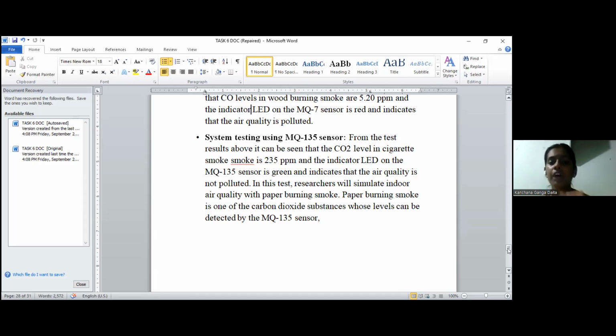So from the above two results, like from the MQ7 and the normal rate testing, we can have an idea that the CO2 level in the cigarette is 235 ppm, because as we have tested, we can have a rough idea that 235 parts per million is the carbon dioxide level in the cigarette smoke. So for that kind of cigarette smoke or any paper burning smoke, we got CO2 released. So that CO2 can be measured by using this MQ135 sensor. As I have already said, the MQ135 sensor is used for measuring gases. We can use that. Okay.